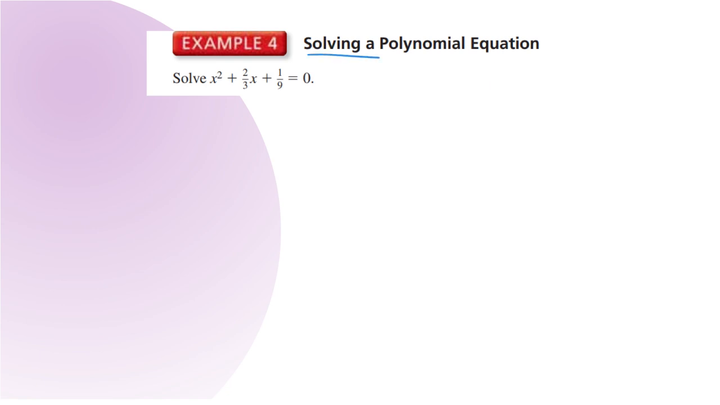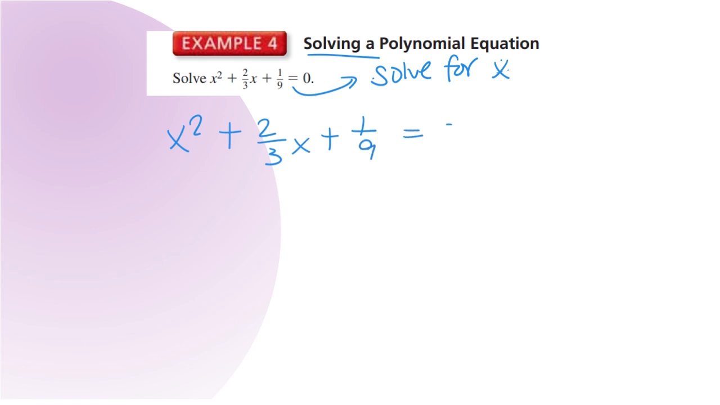Now I have solving a polynomial equation. I already know that equation. That means I have that equal sign here. I need to solve for who? For x, okay? Before we had no equal sign, so we basically had an expression, right? Solve for x, correct? In this instance, we're still going to apply the same method that we've been working. So we have x squared plus 2/3 x plus 1/9 equals 0.